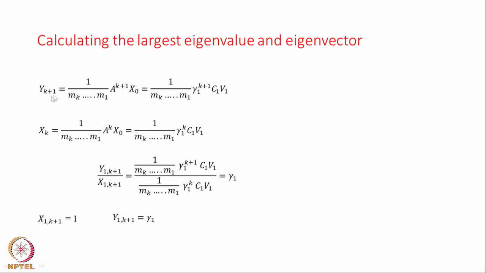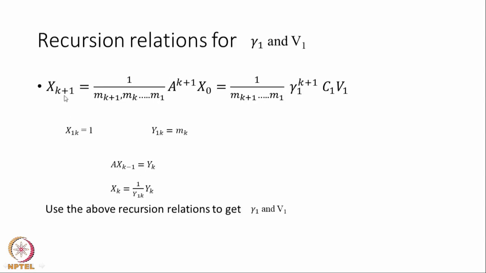Okay. I have defined these y k's. y k is 1 by m k up to m 1 A to the k plus 1 x naught. It is gamma 1 to the k plus 1 c 1 v 1, and so finally I get x k. Okay. Now, if x k does not change anymore, that means I have a converged result. Okay. That is my next slide. So if x k plus 1 is the same as x k, I have found the final result. So what I shall do? We shall just execute this program fully, so that you will know how to get the largest eigenvalue.